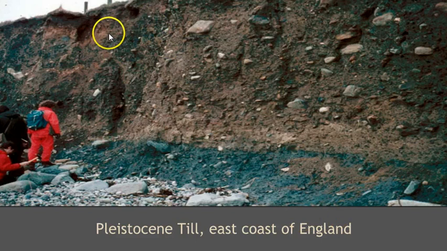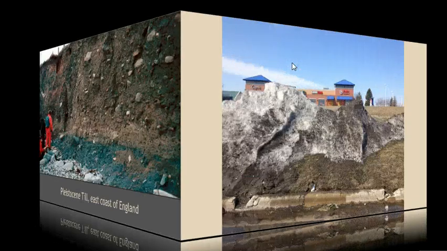Okay, so that's your till. You can see it's just a mix of soil and dirt and rocks and boulders. And that was stuff that was just dropped by the glacier as that leading edge of the glacier melted away.